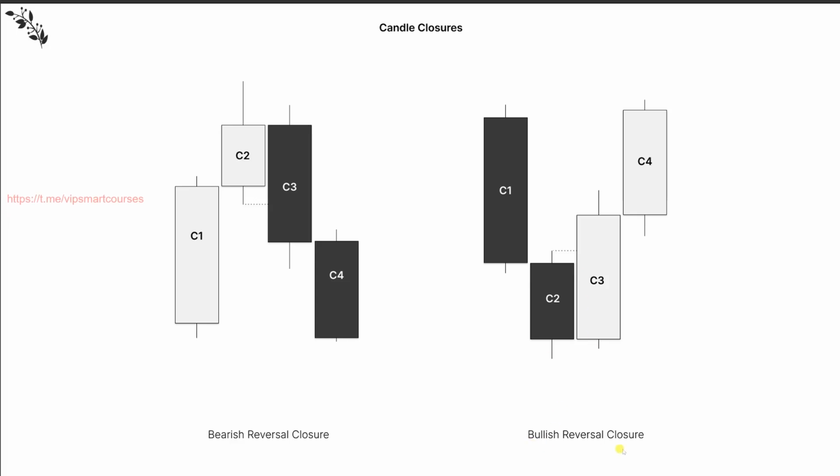Here we have the same thing, but a bullish reversal closure. See, C2 fails to manipulate and reverse. So then C3 actually comes, fails to manipulate this C2 low, but actually closes above this C2 wick, showing that price wants to reverse. So then you could expect this C4 candle to then continue to expand and trade towards that draw on liquidity.